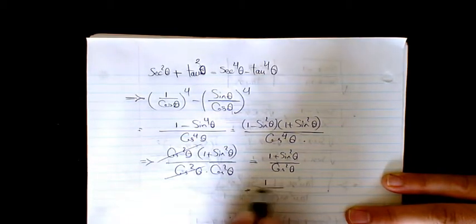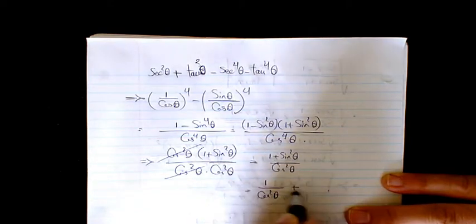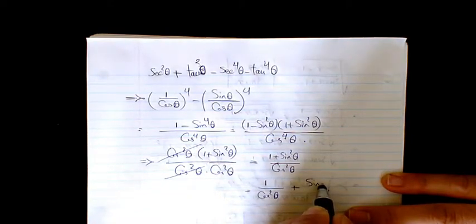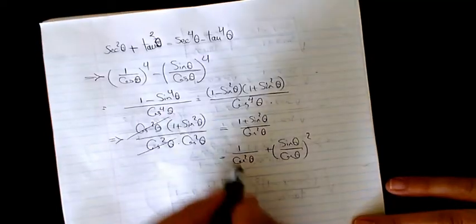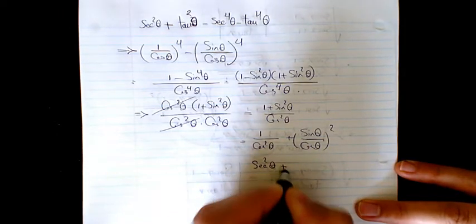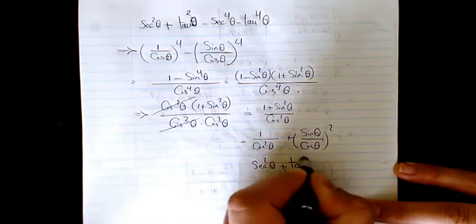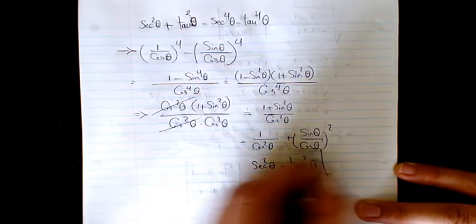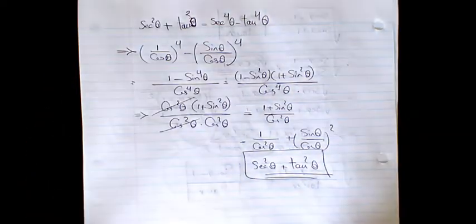So I have 1 over cosine squared theta plus sine squared theta over cosine squared theta. 1 over cosine squared is the same as secant squared theta, and here I will have tan squared theta. As you see here, that's what I have in the left hand side of this equation.